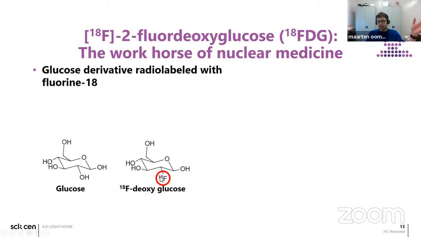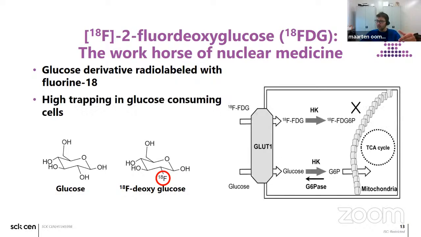The nice thing is it behaves exactly the same way as glucose, so it will also be taken up by cells that use a lot of glucose. Another advantage is that when glucose is taken up in the cells, hexokinase will phosphorylate it and it gets into the Krebs cycle to basically burn up the glucose.